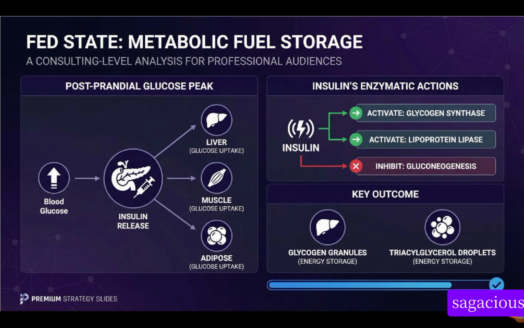Okay, we have for the first state, metabolic fuel storage, a consulting level analysis for professional audiences. So we have the glucose spec. So what happens when you eat? Let's use carbohydrates, which are so popular. When you eat carbohydrates, the byproducts of carbohydrates are simple sugars, and an example of a simple sugar is glucose.